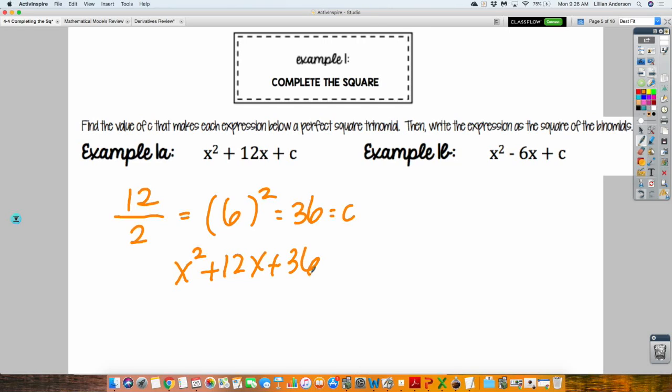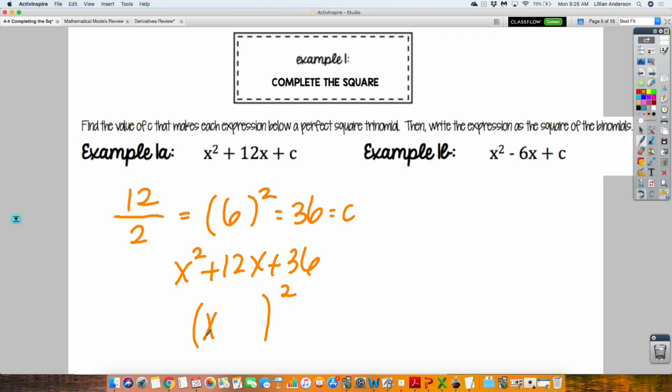So far, so good? You have to rewrite it like that? Oh, no, you don't have to rewrite it. Okay. Just doing the 36 equals c will work. But I am going to do this so that I can show you how to write it as a square of binomials. Every perfect square trinomial will be written as x plus a number squared or x minus a number squared.